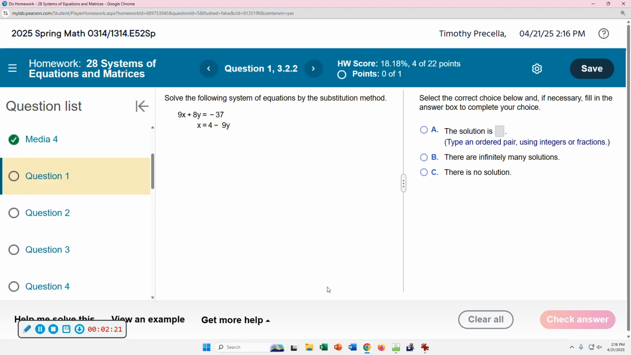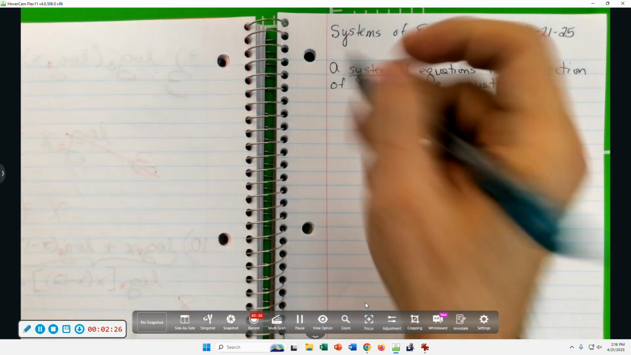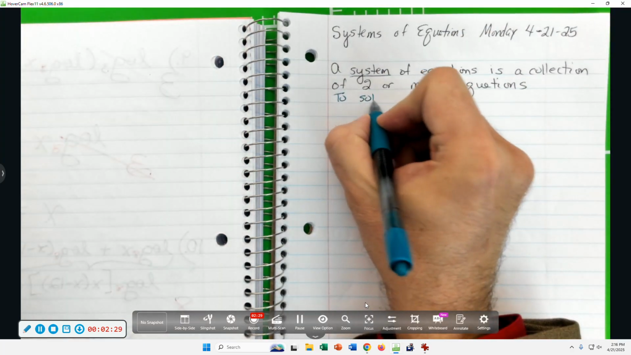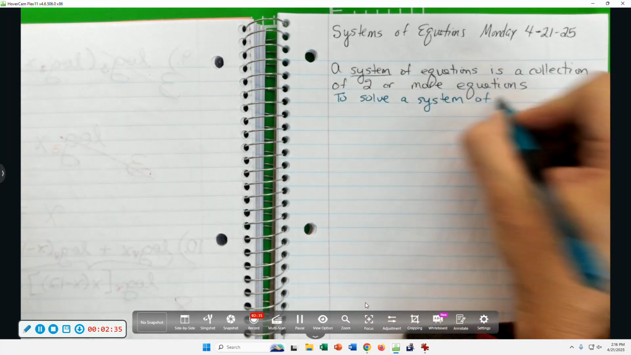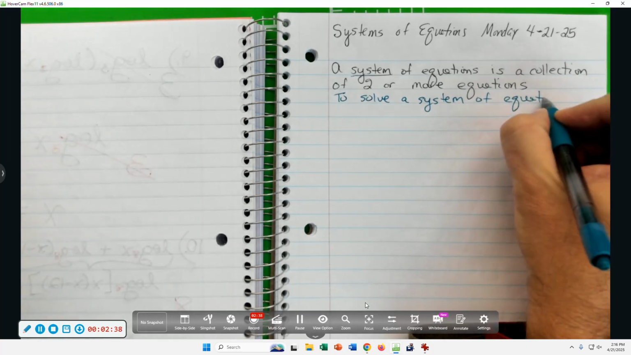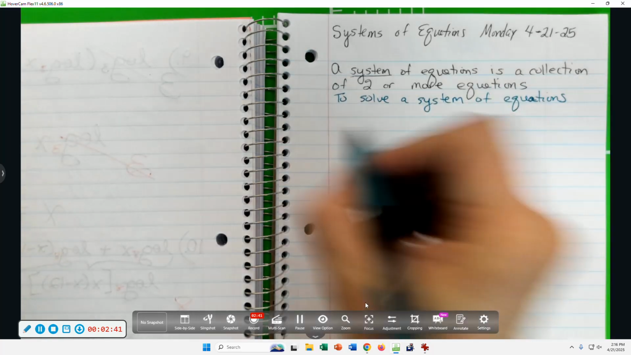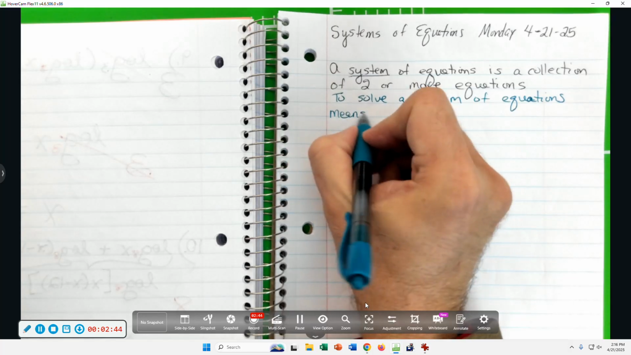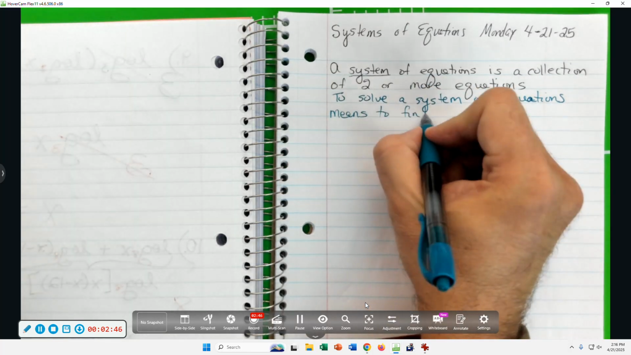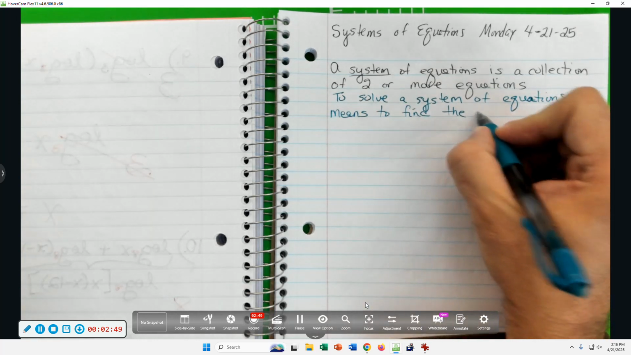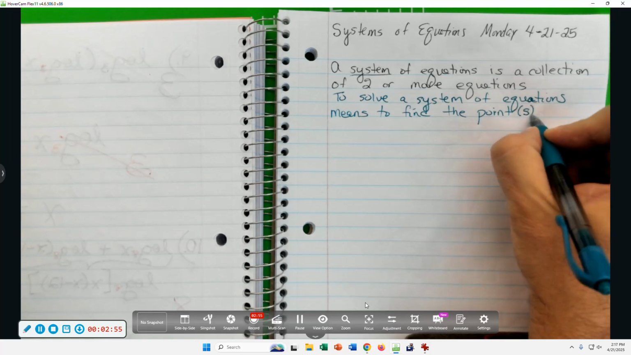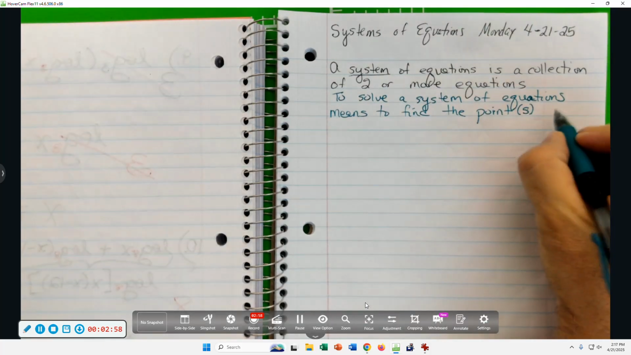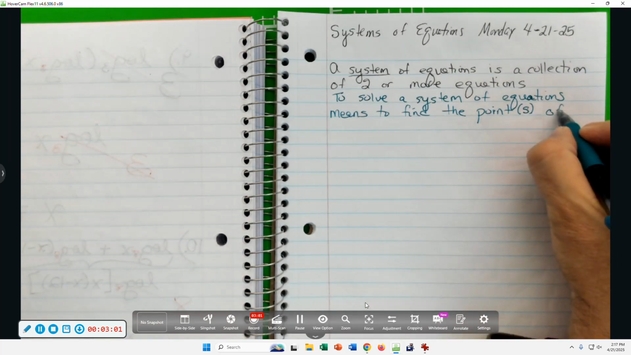To solve a system of equations means to find the point or points of intersection. I'm going to write point and then I'll put an S in parentheses. It might be points of intersection.